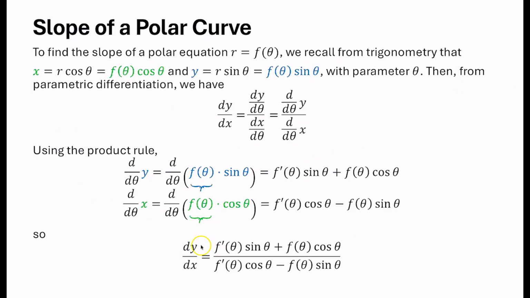So we could think about it as a formula to find dy dx. It's this f prime of theta sine theta plus f of theta cosine theta over f prime of theta cosine theta minus f of theta sine theta. But I would definitely not recommend memorizing this. What it really comes down to is just understanding that x is r cosine theta and y is r sine theta, and then actually just applying the product rule each time.